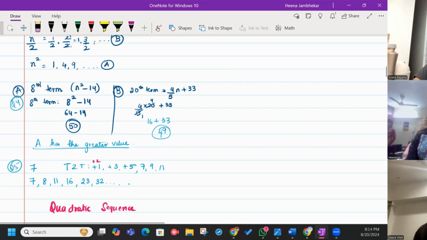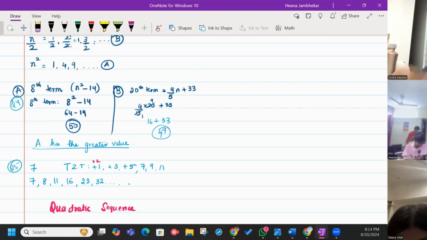It says the 8th term of a sequence is n square minus 14, and the 20th term of a sequence is 4 upon 5n plus 33. You have to find the value of each and tell which has a greater value. So for the 8th term, your n is equal to 8. For the 20th term, your n is equal to 20. So you find the answers and tell which has a greater value.